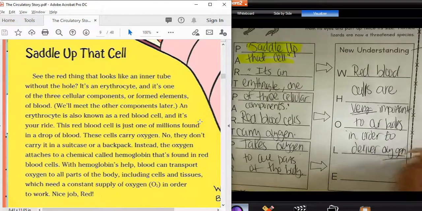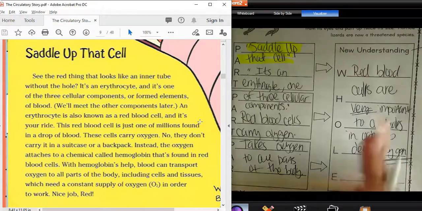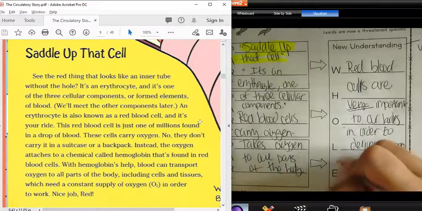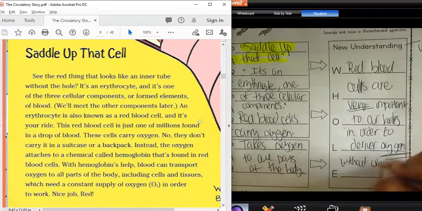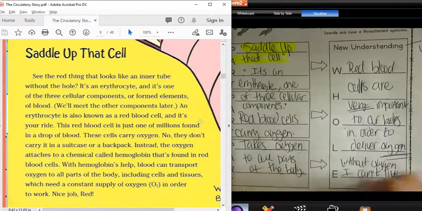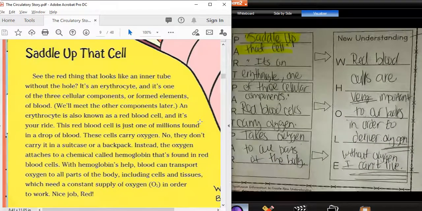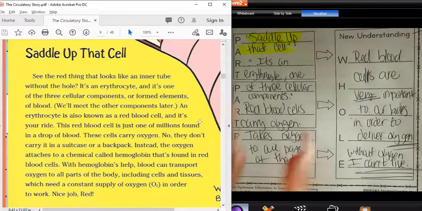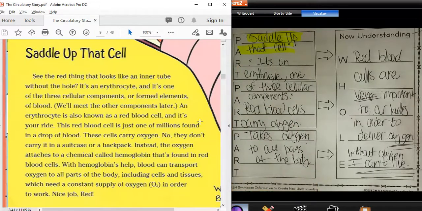Because boys and girls, can we live without oxygen? Absolutely not. So my understanding is that red blood cells are very, very important, so we underline it twice, to our bodies in order to deliver oxygen. And I'm going to add here, without oxygen, I can't live. And I'm going to underline that 3 times because without oxygen, I can't live. That's how much and important red blood cells are to our body. That's what the author told me. Of course, he used different words, but my understanding is without red blood cells, without delivery of oxygen, I cannot function. So I'm going to give you 1 minute to go ahead and copy everything in case you need to catch up.